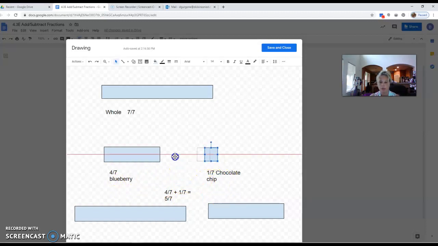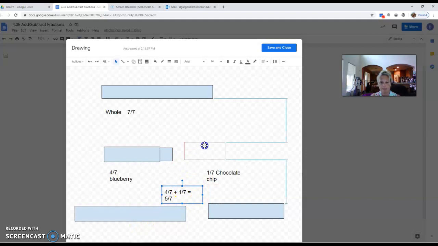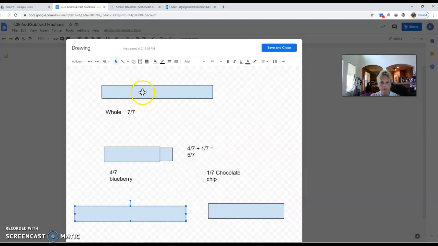So if we put these together, we get 5/7. So let's do that, okay? So that's 5/7. Let's move this, see if I can move this text box up here to go with this. Okay, so then if we have 5/7 of this whole, well, let's put 4/7 in. I can move this right on top. And 1/7 is 5/7.